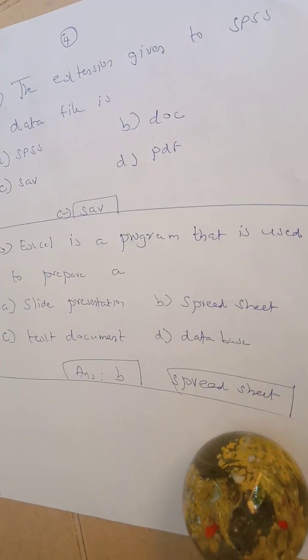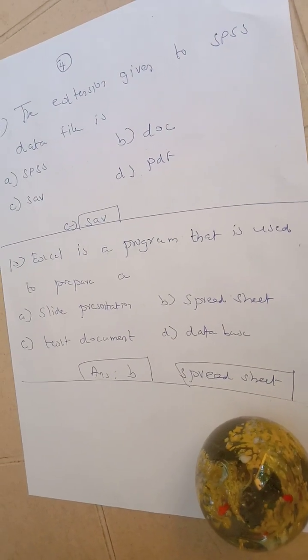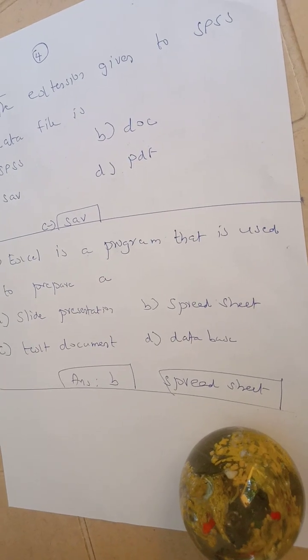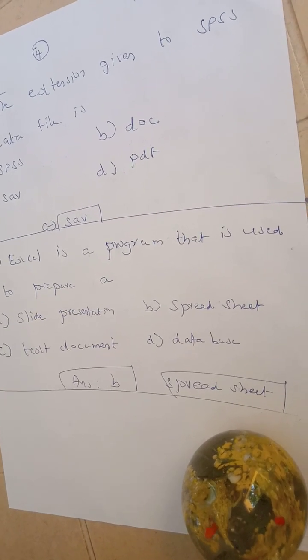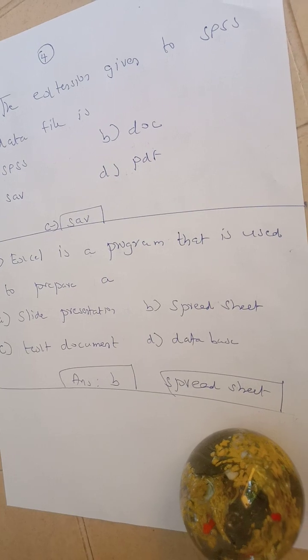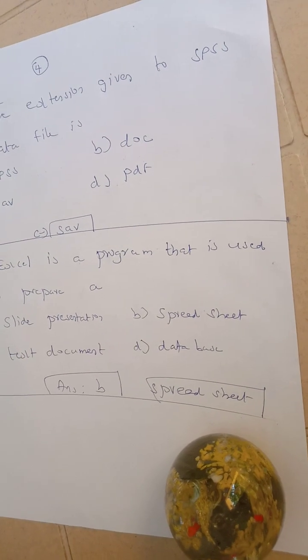Last question of this video, question number 10. Excel is a program that is used to prepare option A slide presentation, option B spreadsheet, option C test document, option D database. Here the correct answer is option B spreadsheet.